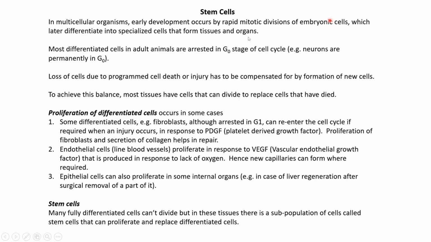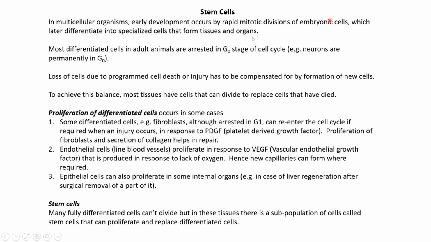In the tissues and organs, generally, the division is not that fast. In most of the cells, the cells are arrested, so there is no mitotic division occurring in some of the cells. But the loss of cells due to programmed cell death has to be compensated by the formation of new cells, and to achieve this balance, most tissues have cells that can divide to replace cells that have died.